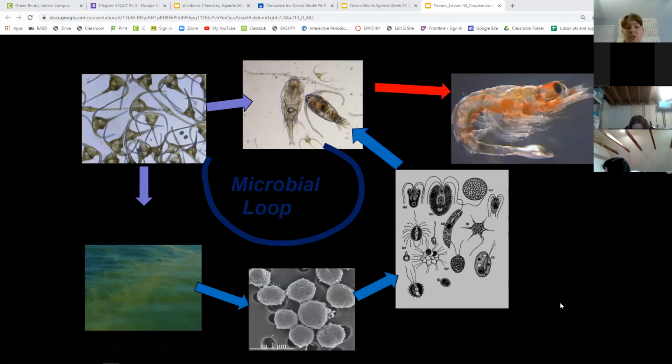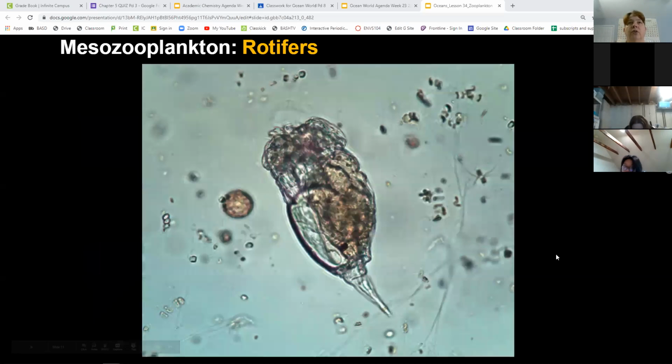Okay, so let's talk about some slightly larger zooplankton now. So we're still talking about the zooplankton, and the next size up would be considered the mesozooplankton, slightly larger. Just going to talk about a couple of these. One is called the rotifers. They can be up to about 1/2 millimeter in size, so they may be visible, but usually they're not.